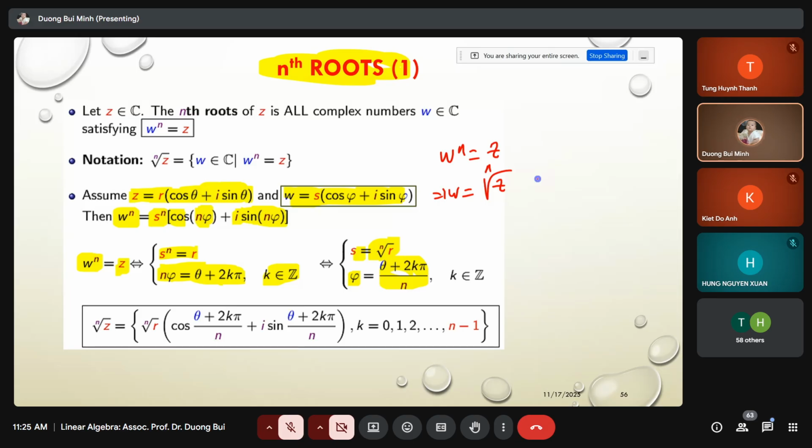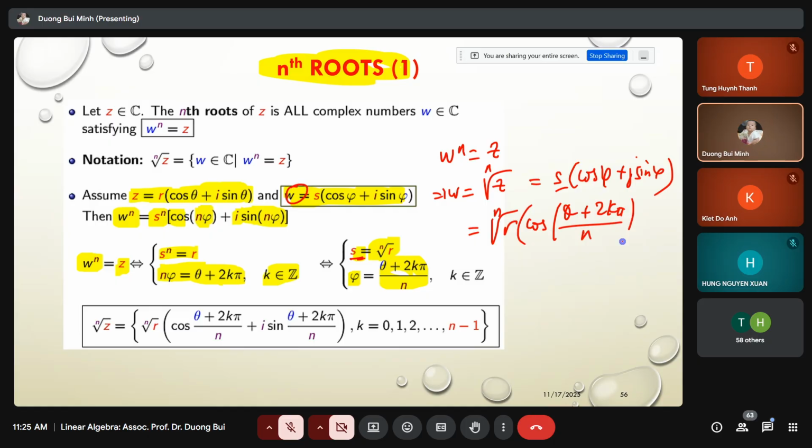Okay, and W is what? W is S cosine phi plus j sine phi. And S is what? S is the n-th root of R, right? Okay, and phi is cosine of (theta plus 2πk) over n plus j sine of (theta plus 2πk) over n.